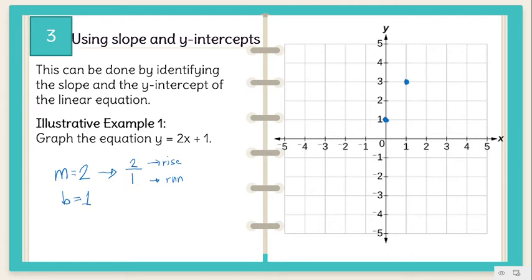And that's it. We're now going to connect the 2 points to make a line. Again, this is our y-intercept. And this is our second point. And this is now the graph of y is equal to 2x plus 1.